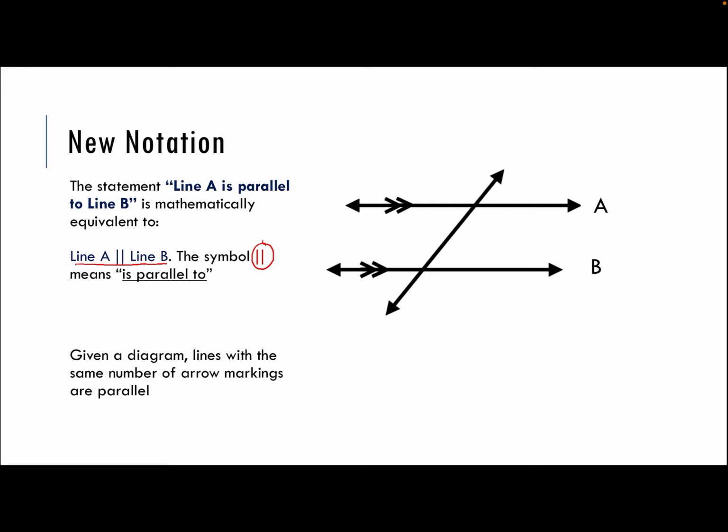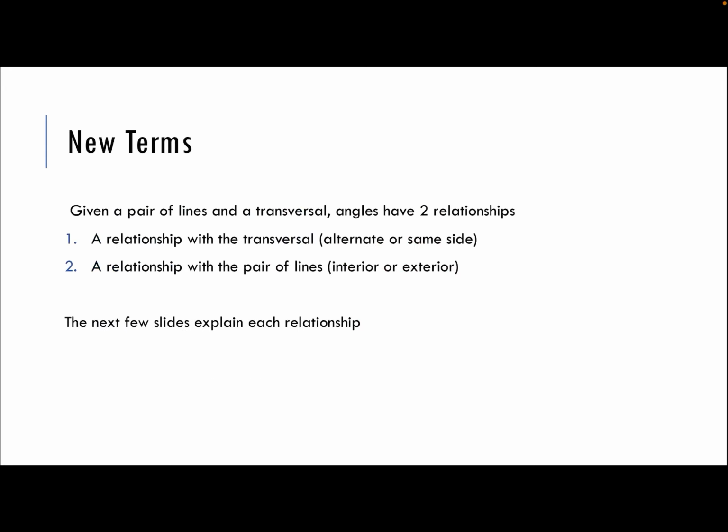If you already have a diagram, the way you know that two lines are parallel to each other is that they have the same number of arrow marks. So since line A and line B both have two arrow marks, we know that line A is parallel to line B. Some new terms.